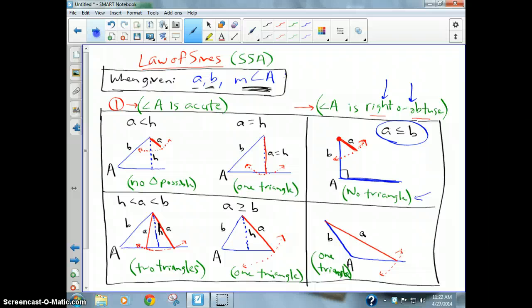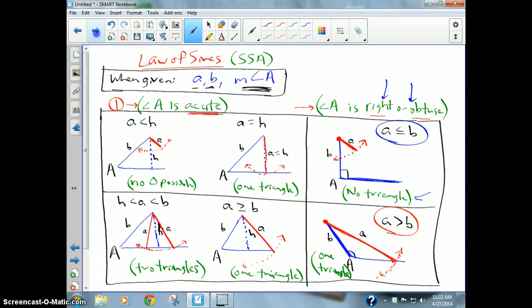Now, what if angle A is obtuse, like on the bottom picture? Well, if angle A is obtuse and side A is greater than B, then it will make a triangle because since side A is longer and it's hinged right there, it will touch that blue line right down there. And here's my arrow to show how that side swings again. Therefore, one triangle is possible if this is the situation. All right, now let's go to the more complicated case. What if angle A is acute?